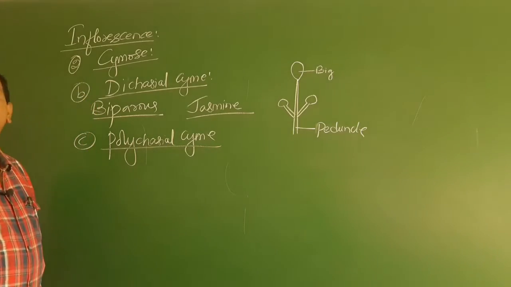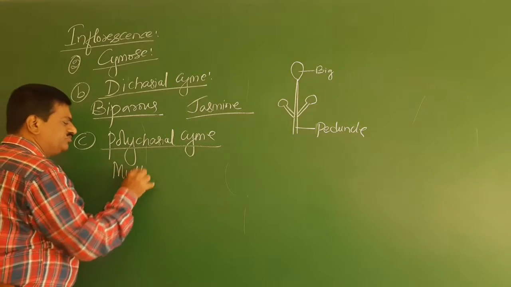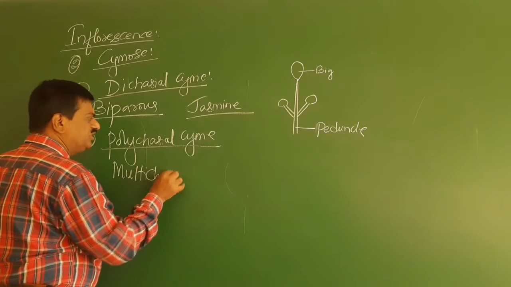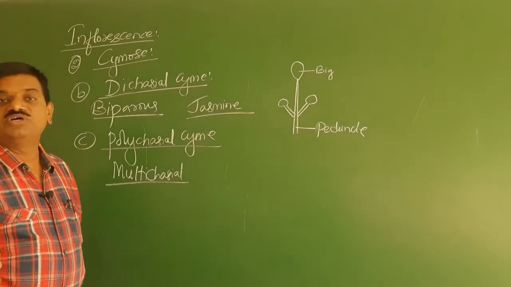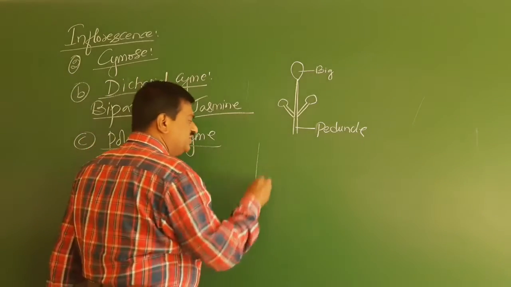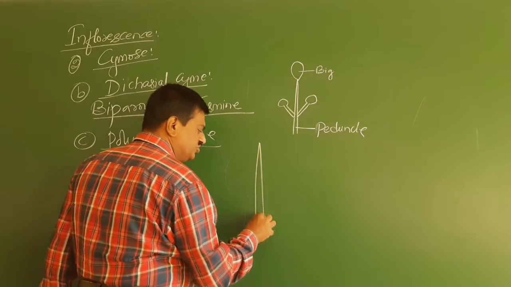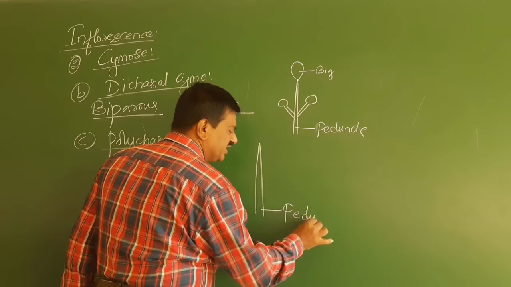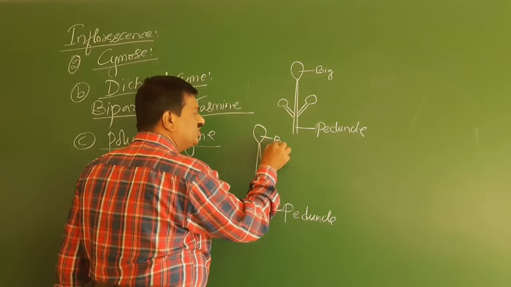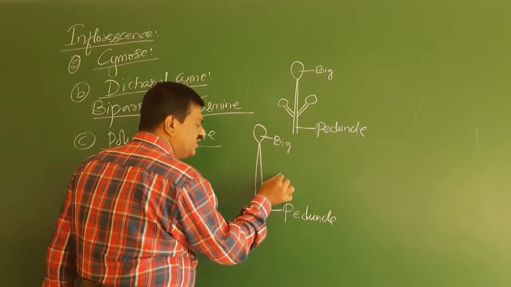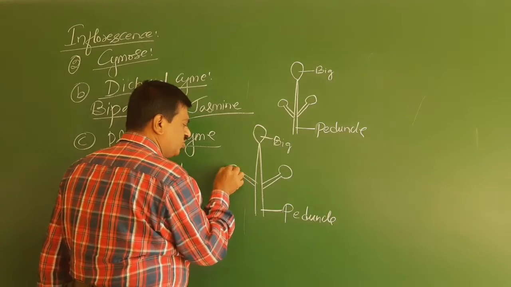Polycacial sign indicates many, so it is also called multicacial, or polycacial sign. Here the flowers are many, or we say that many flowers are there, but still it comes under cymose. This is called the peduncle, which ends with an older, bigger flower. Here there is a presence of younger flowers. Compared to this, it is smaller.